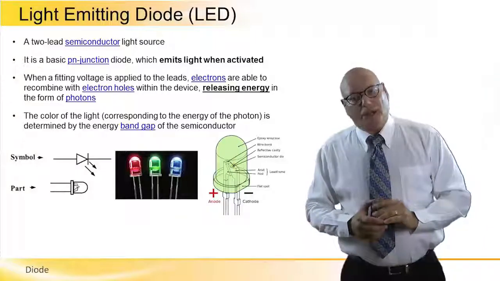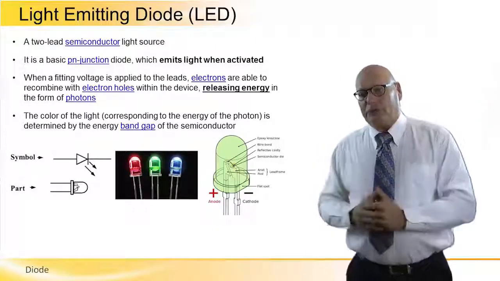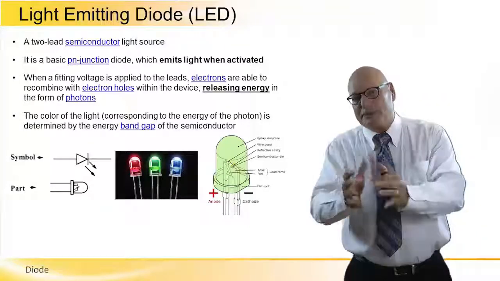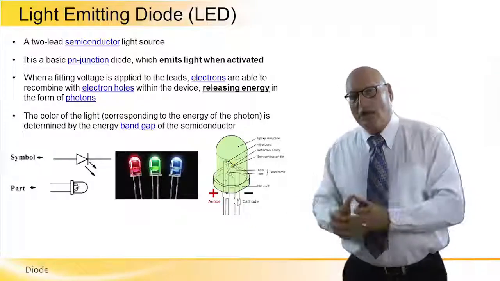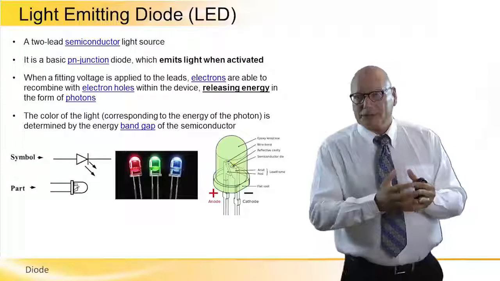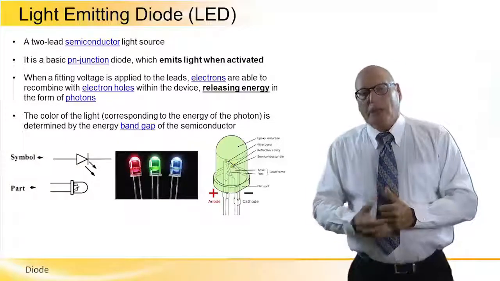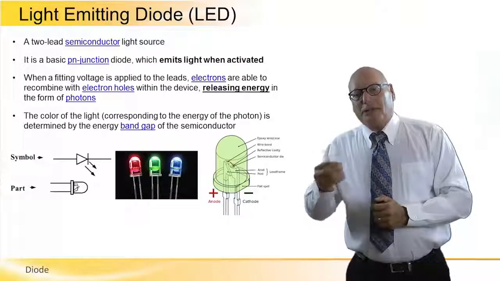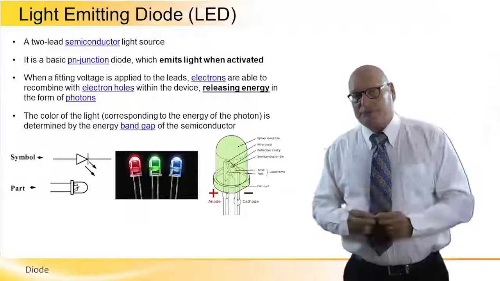Light emitting diode, LED. It's a specific type of diode. Just like a Zener was a specific type of diode for certain features, light emitting diodes, LEDs, are also diodes, but for another specific type of application. Let's define it. It is a two-lead semiconductor light source. An LED is basically a light source.